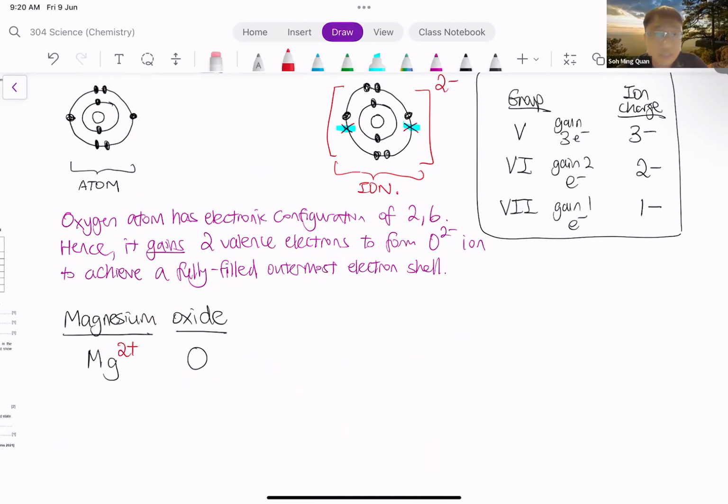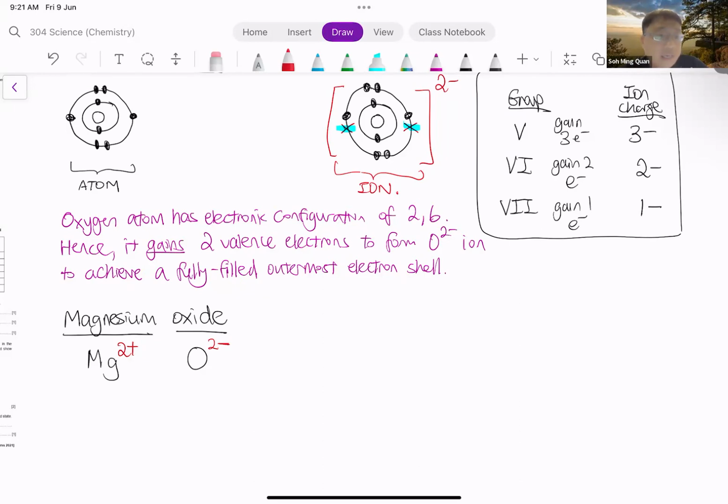Oxygen, we just did it, right? Oxygen is group 6, so oxygen gains 2 valence electrons, forming 2 minus. Now, what's the purpose of writing out the charges? It is so that you know how many magnesium and how many oxide ions there will be in the formula.